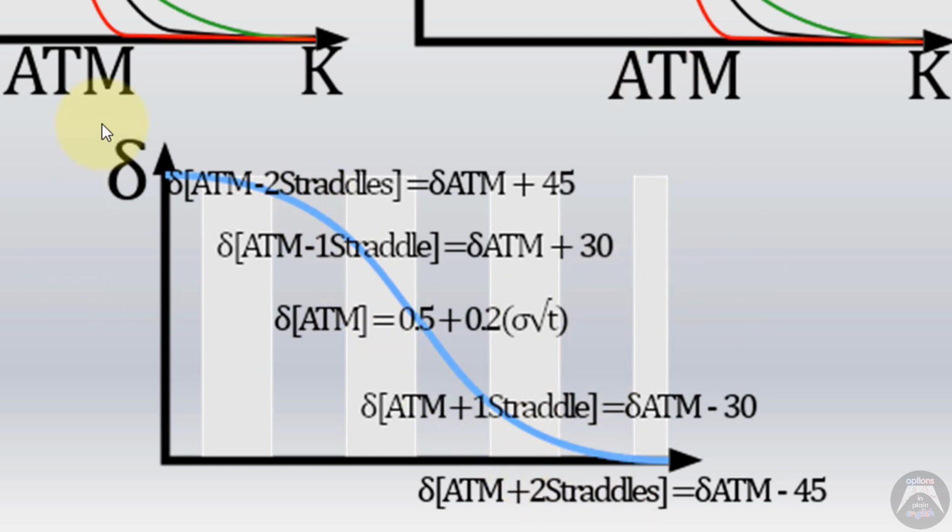If we're not changing anything, if you're just looking at the delta of the at the money call, for example, and then you move by one straddle, you can take this delta and add 30 deltas, and you're going to get an approximation for this value of delta. And then if you move by two straddles, you're going to have the same delta of the at the money plus 45. If you move out of the money by one straddle, you just subtract 30 deltas. And if you move by two straddles, you subtract 45 deltas.